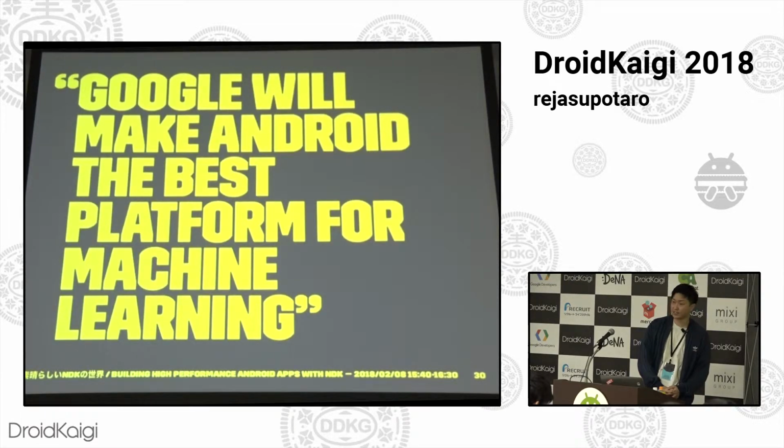This is from yesterday's session. And Jelly said Google will make Android the best platform for machine learning. TensorFlow Lite will become much faster and smaller and better in the future. We will come to run all machine learning models on apps naturally in the future.